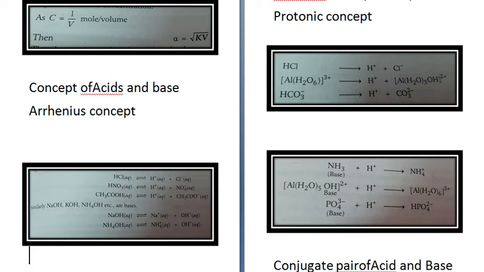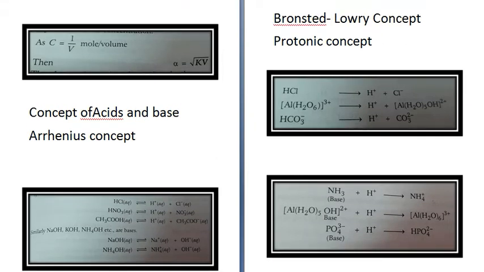So this is the Arrhenius concept, which says that according to this concept, if any substance is giving H+ ions in aqueous solution, it is an acid, and if it is giving OH- ions in aqueous solution, it is a base.